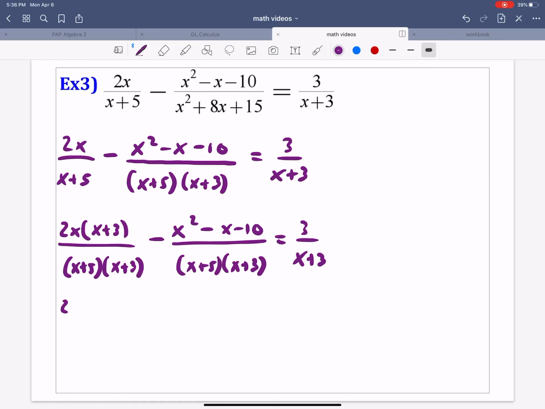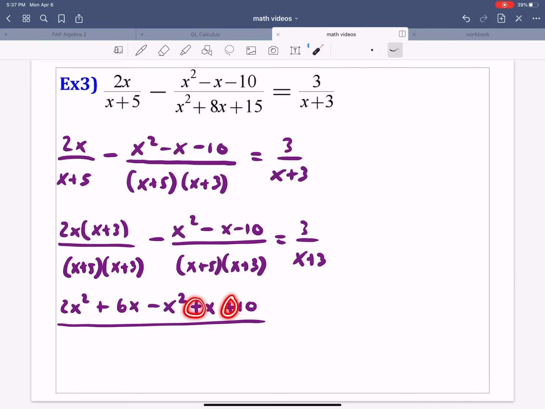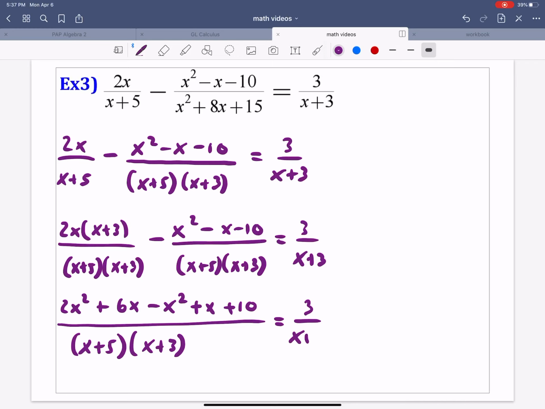So I have 2x squared plus 6x minus x squared plus x plus 10. Cozad, you just messed up. It shouldn't be minus x and minus 10. No, it's not, you silly goose. I've got to distribute the negative sign to each one of those, which makes them positive, okay? So then we have x plus 5 times x plus 3 in the denominator, and that equals 3 over x plus 3.